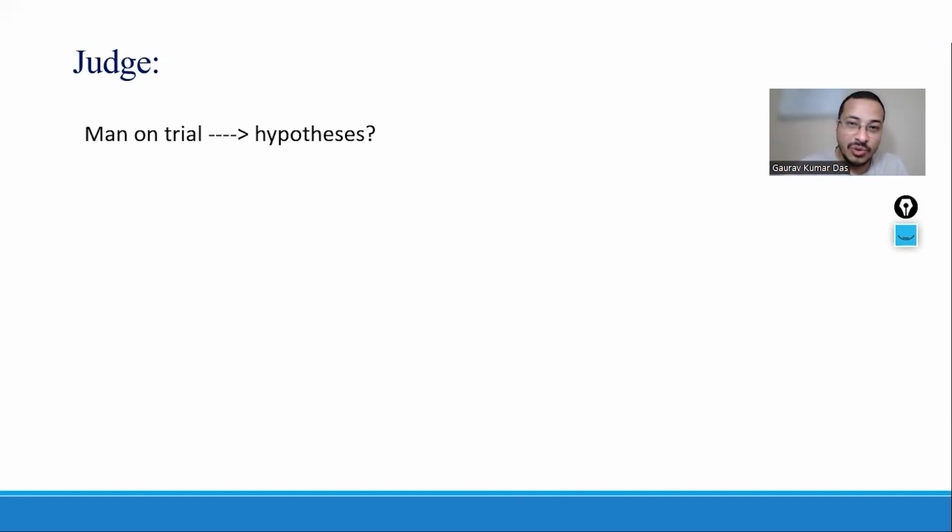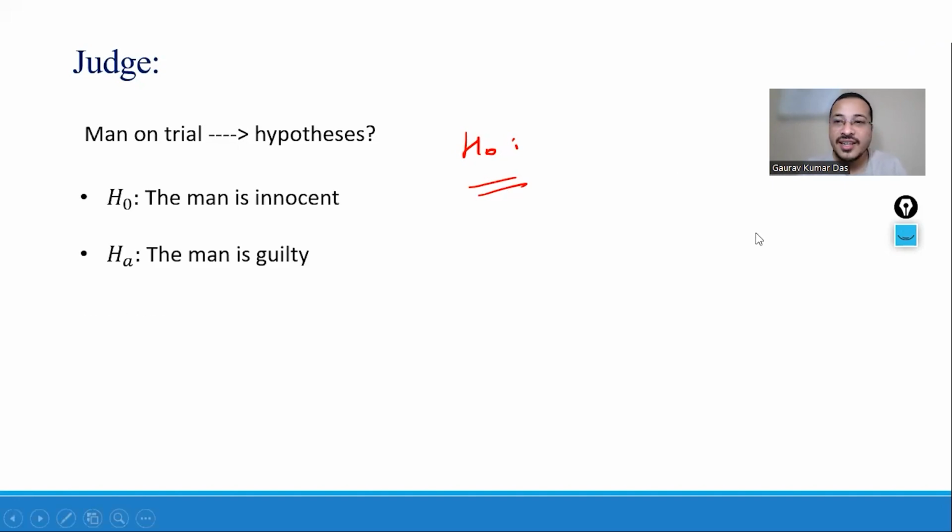Okay. So if you look at the null hypothesis, it will say that the man is innocent, because in criminal law, a man is always innocent until proven guilty. So my null hypothesis is innocent. You must have listened to this statement in movies. The alternate hypothesis will say the man is guilty.